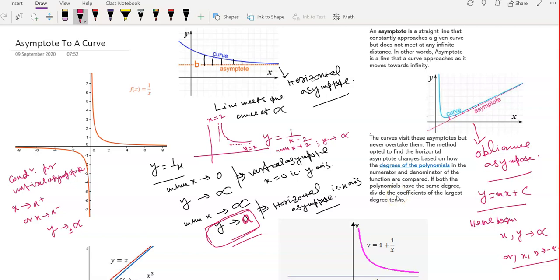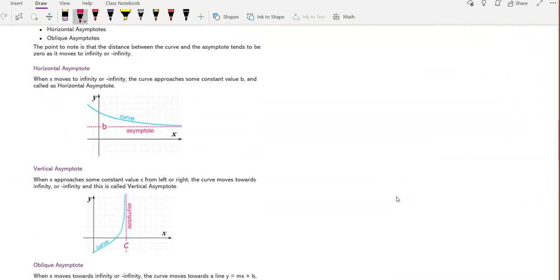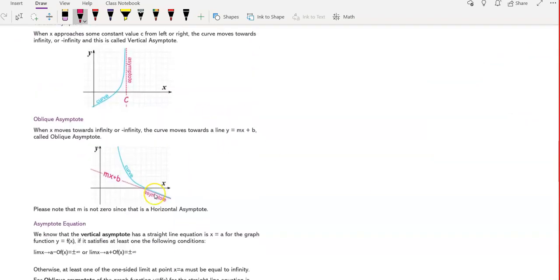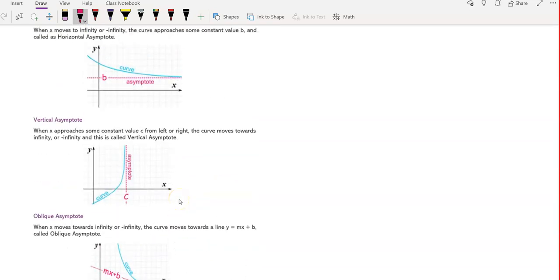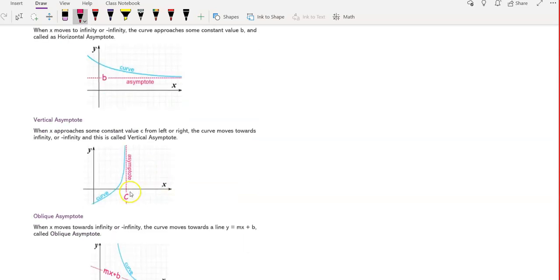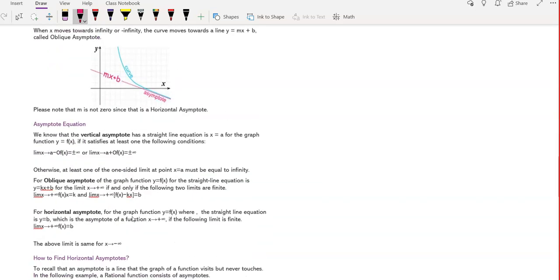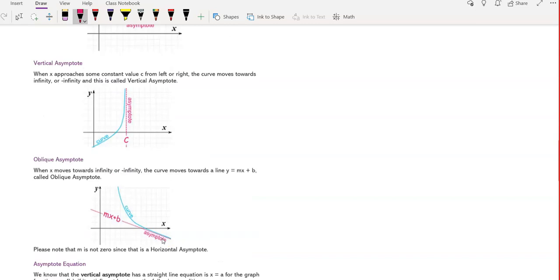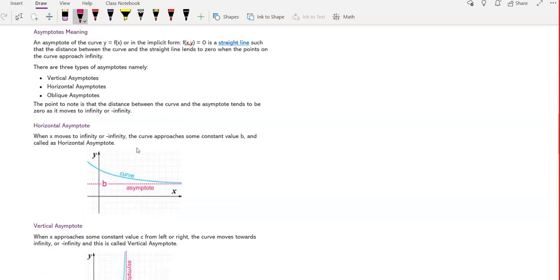So there are three kinds of asymptote basically. One is horizontal asymptote, one is vertical asymptote, and this is the case of oblique asymptote. Horizontal asymptote will be like y equal to b, vertical will be like x equal to c, and oblique will be like y equal to mx plus c. Now I have already told you how to find whether a horizontal or vertical asymptote exists.